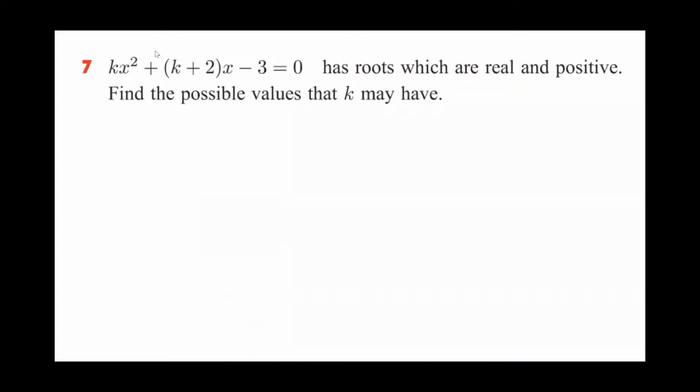Okay, so we have a quadratic that has roots which are real and positive. Find the possible values that K may have. Basically, in this question we know there are 2 roots because it's a quadratic. If they are real and positive, and I want to draw a graph, and that's my 0, what are the possibilities of my graph, guys? It can be either happy face or sad face. Do you agree with me?